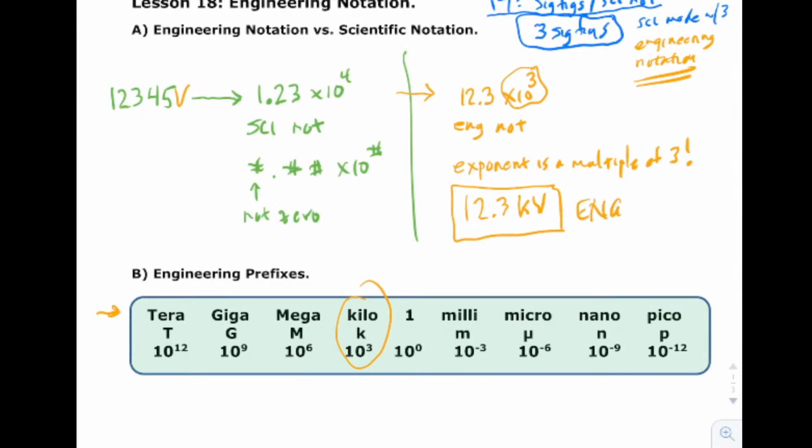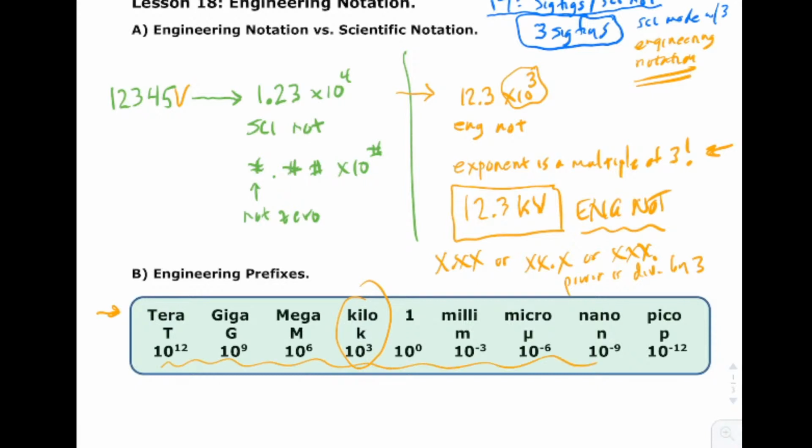I'll use these capital letters to say that really is fully engineering notation. So again, it could be a number dot number number, or it could be like this, 2 numbers dot a number, or it could even be just a 3-digit number with the decimal afterwards. But the power on 10 is divisible by 3. It has to be divisible by 3 because those are the only things that we have these special names for.